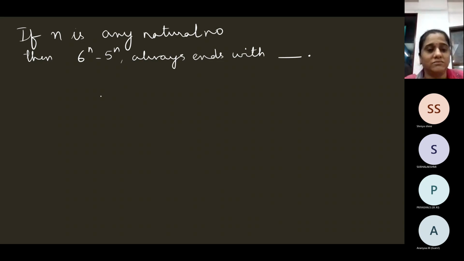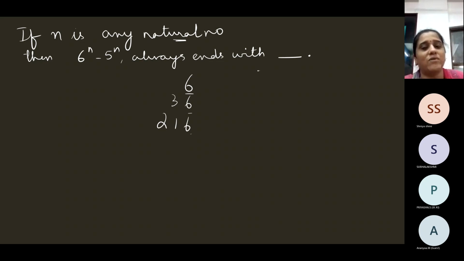Okay. So if you see, 6 raised to any power, where n is a natural number, will always end with 6. You can try that. 6 to the power 1 is 6. 6 squared is 36. 6 to the power 3 is 216. So it always ends with 6.